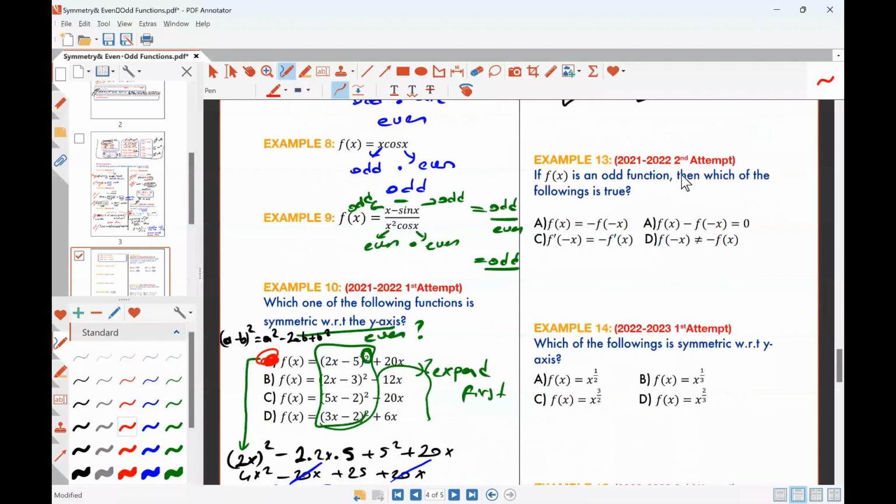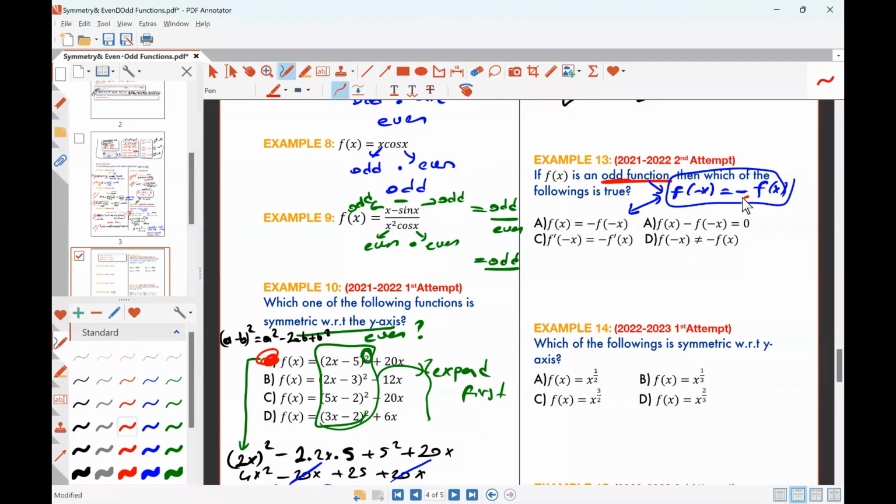Again, a 2022 second attempt ministry question. This time it's asking about an odd function. So remember the relation for the odd function. What was the relation? f of minus x equals minus f of x. So I'm looking for this relation in the options. This is a very easy question, right? Just look at this relation. f of x equals minus f of minus x. Isn't it the same relation? f of x equals f of minus x. So you may say it's not, but it is.